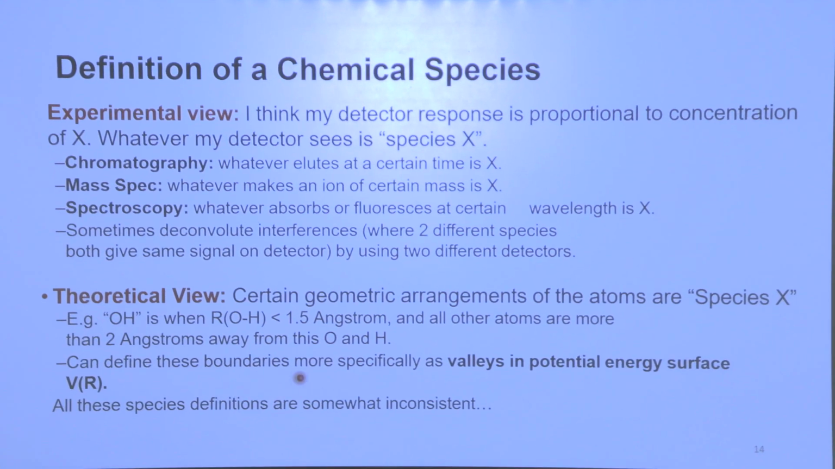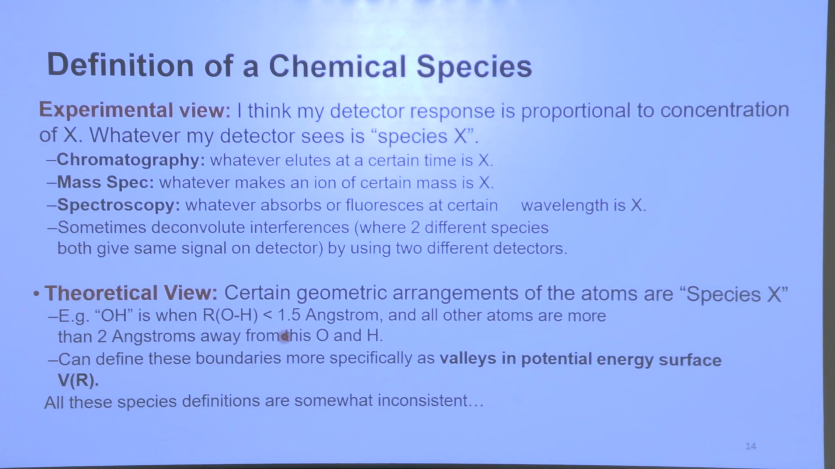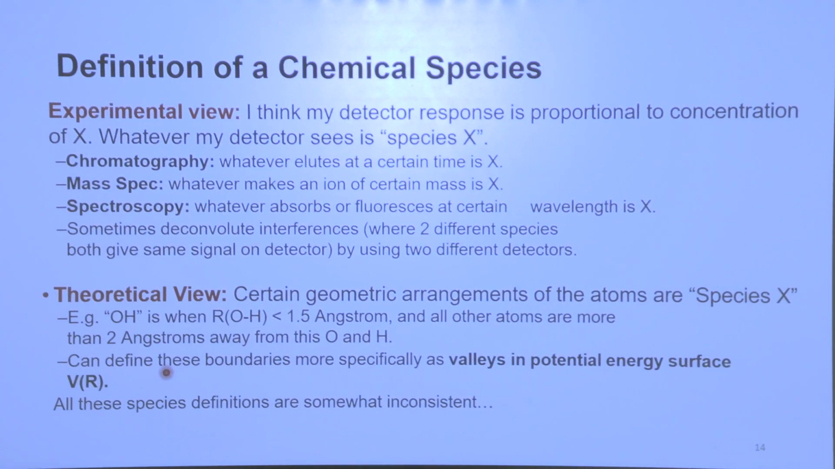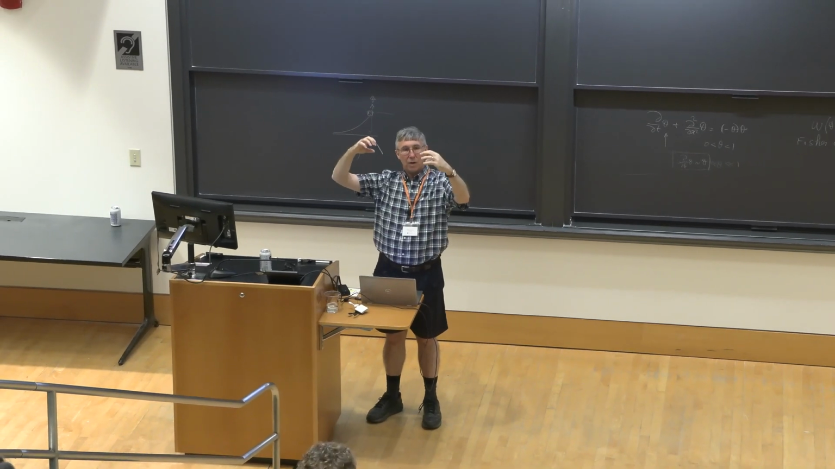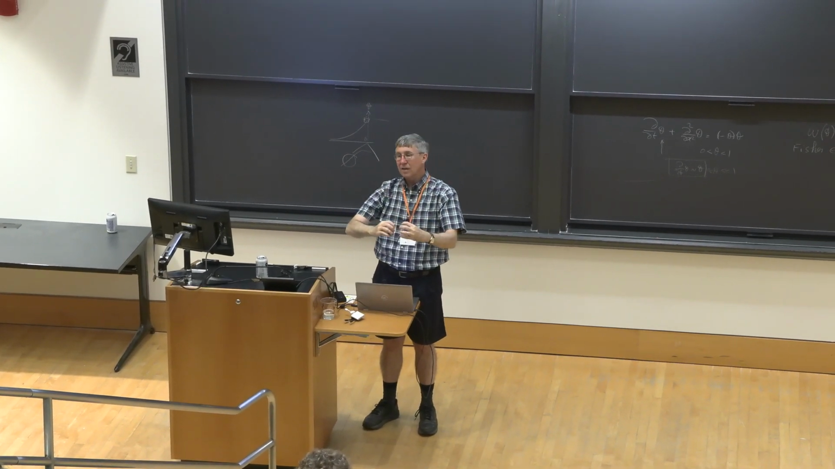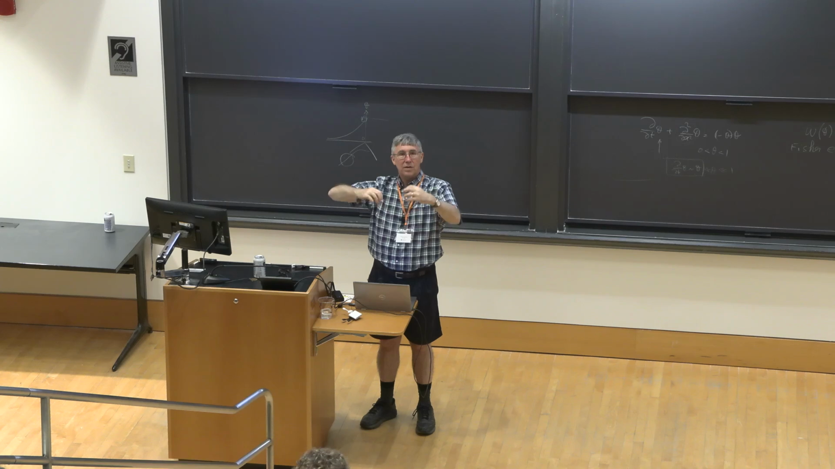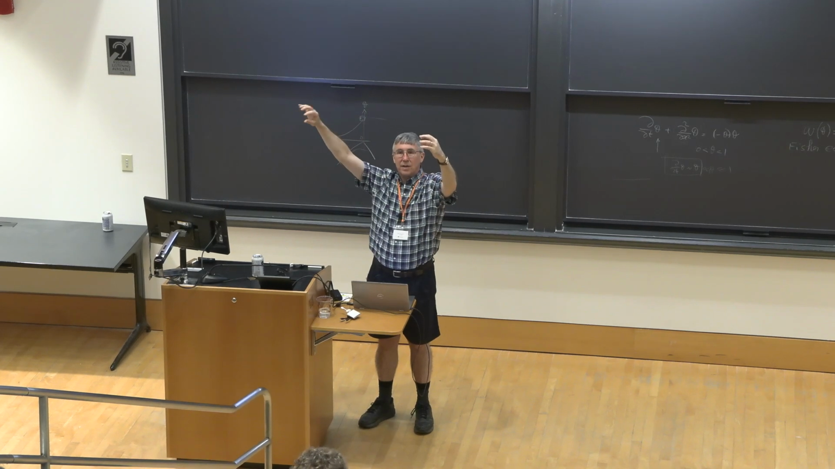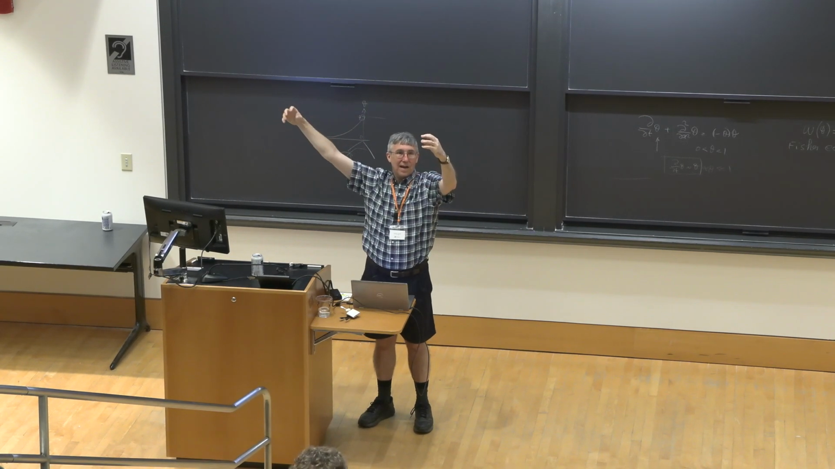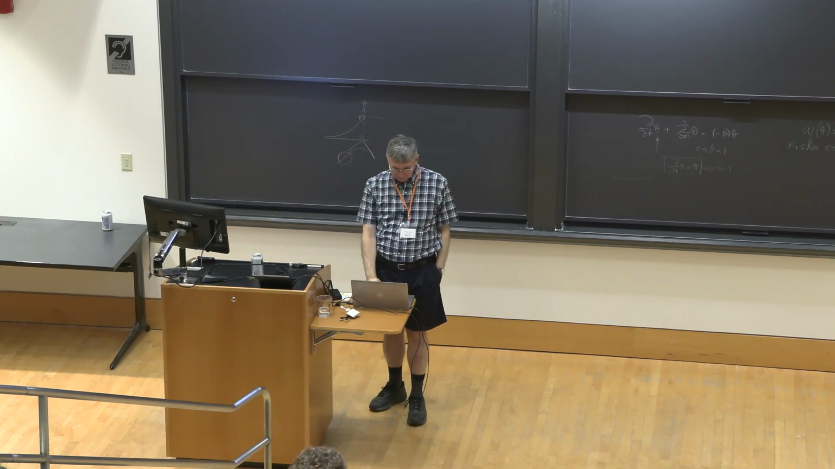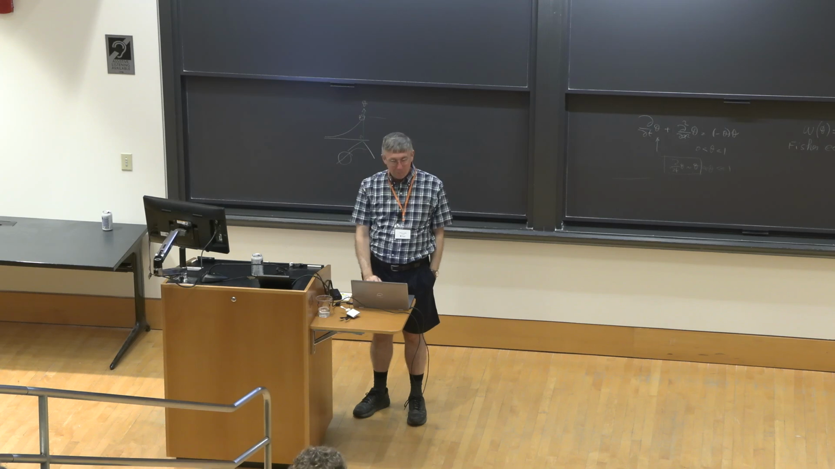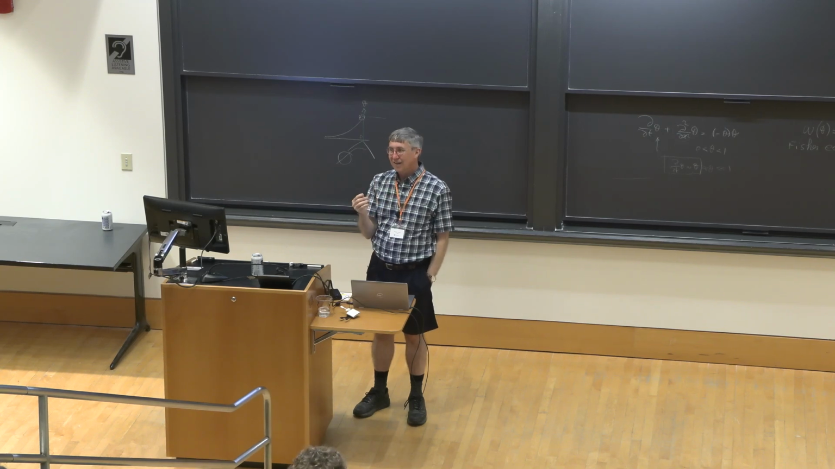Or I define this as a valley in the potential energy surface, so I can compute the energy of O and H as they come together. And I can say, wow, everything that's way down in the valley is OH, and the ones that are up above the dissociation limit are really far away, then I say that they're O and H separately as two different species. That's the idea. But you can see that now there's a possibility for some inconsistencies here, right?